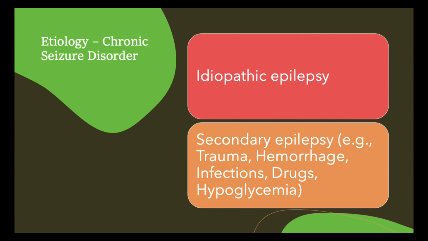Etiologies of chronic seizure disorders are a little bit different. Often the child has a family history of seizures. There's idiopathic epilepsy, but also secondary epilepsy, which may occur after the initial trauma, hemorrhage, infection, or ingestion.